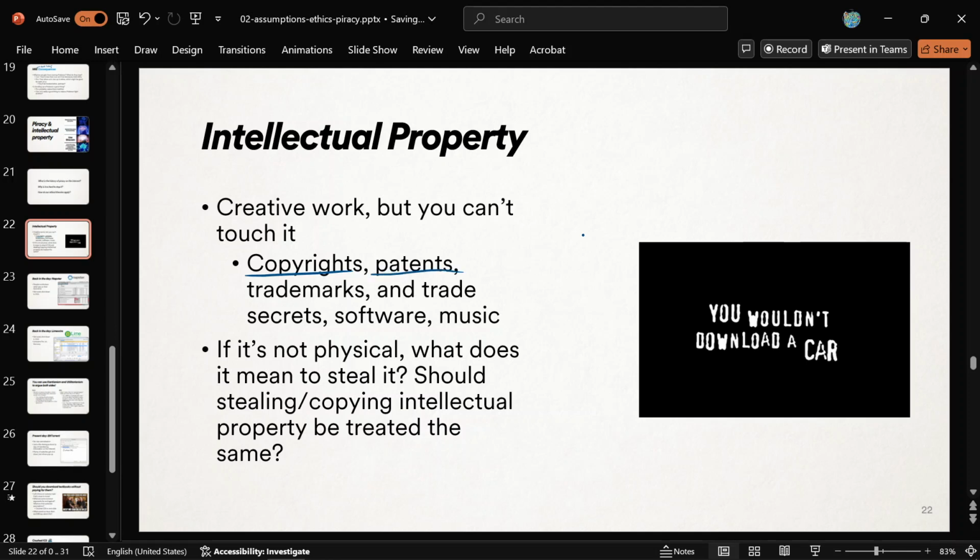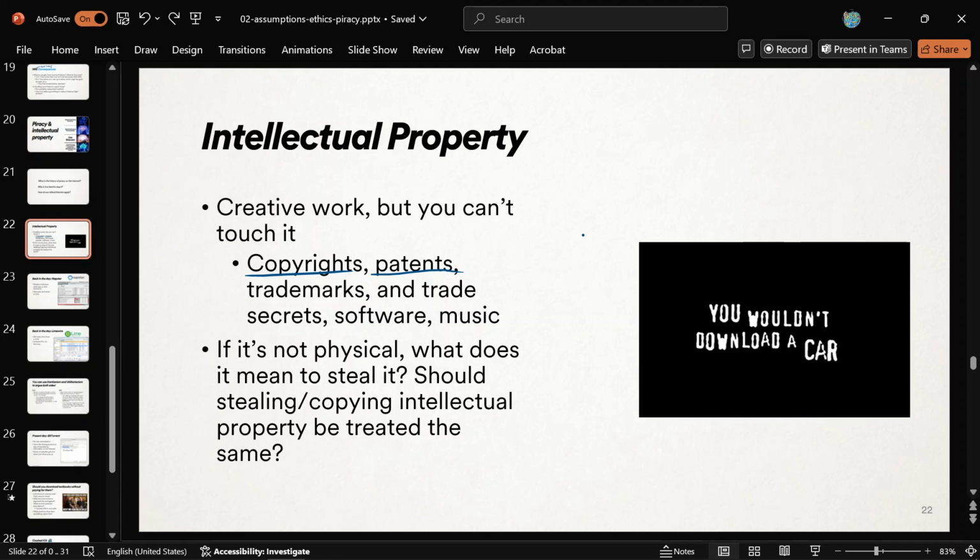But again, it's all in cyberspace. If you're playing a song on Spotify or something, there's nothing physical about it. It's just ones and zeros inside of a computer. You can trademark things, stuff like that. All right, so it's creative work, and you can steal that stuff, right? You can download a song off the internet, you can download a movie, whatever.